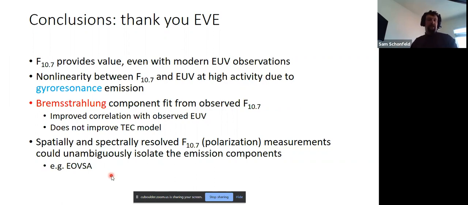We determined that the non-linearity between F10.7 and EUV at high activity levels is due to gyroresonance emission, and we can fit the bremsstrahlung component, which improves the correlation with EUV, but does not improve the TEC model. And finally, I'll say we can actually make this determination between bremsstrahlung and gyroresonance using spatially and spectrally resolved F10.7 measurements that come out of, say, the EOVSA, the Owens Valley Solar Array. So that's all I wanted to say, and thanks so much.